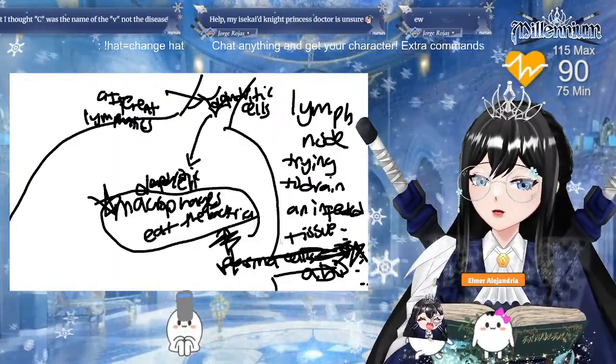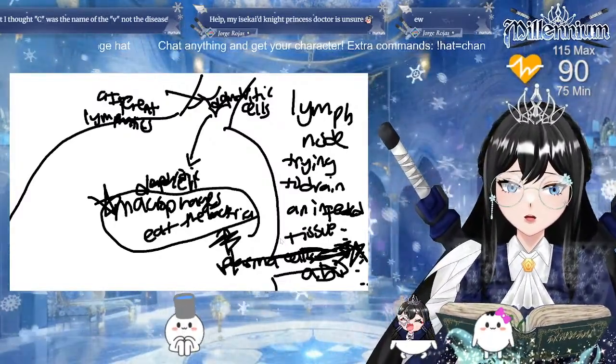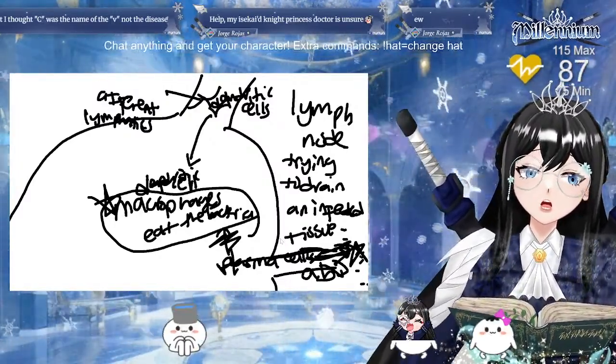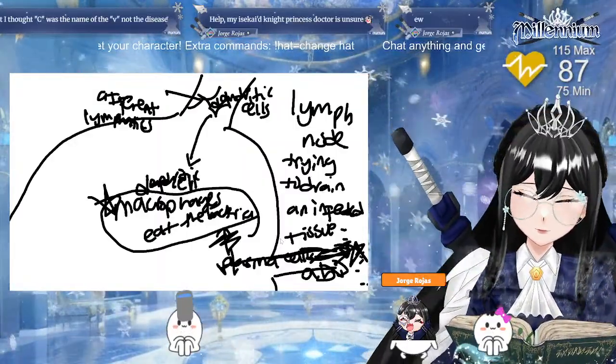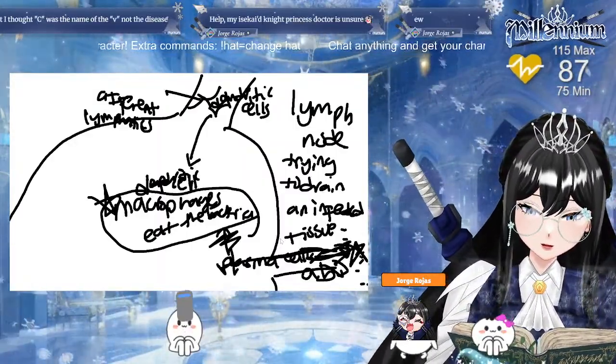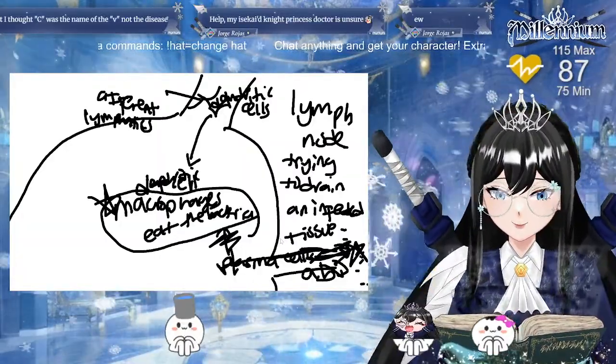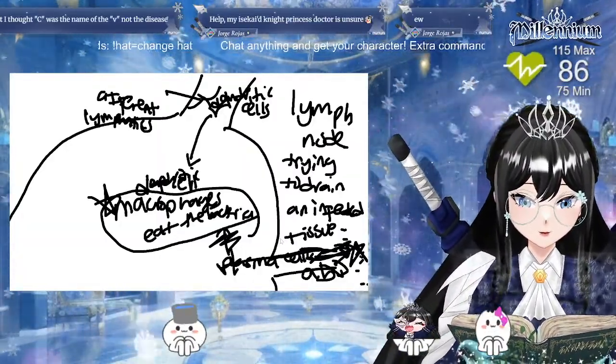Macrophages eat the bacteria, and then the plasma cells would go out through the efferent vessel and secrete antibodies. You see, they're useful.